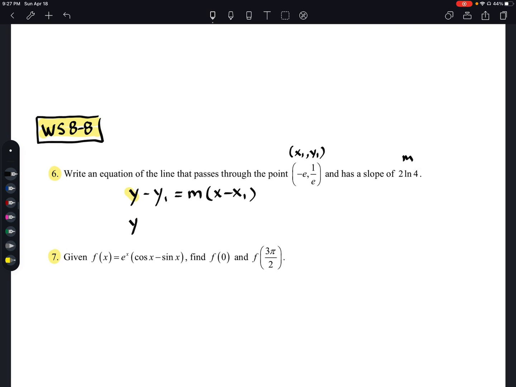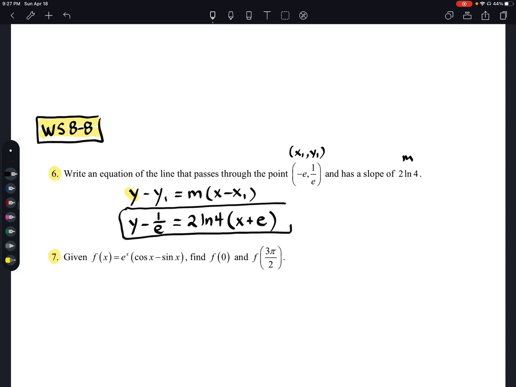So we're going to say y minus 1 over e equals 2 times the natural log of 4, and we're going to multiply that times x minus a negative e, so we're going to turn that into x plus e. And that is the answer to that problem. Looks super messy, but it's pretty easy when you think about it.